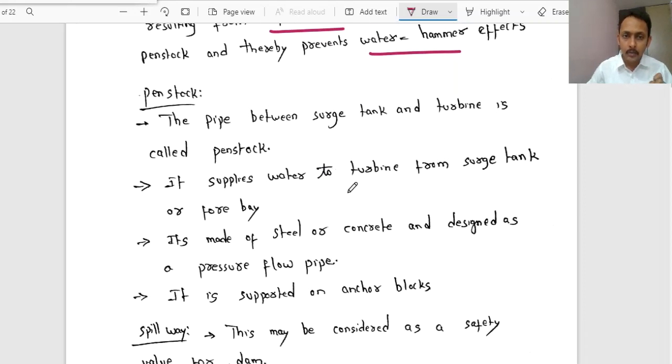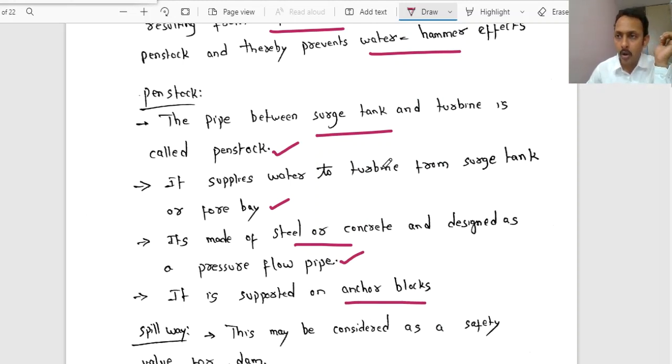Coming to the penstock, this is the pipe which is connected between the surge tank and the turbine. It is going to supply the water to the turbine from the surge tank or forebay, and generally it is made of steel or concrete, designed as a pressure flow pipe, and it is supported with the help of anchor blocks. The water that flows to the turbine will flow through this penstock.